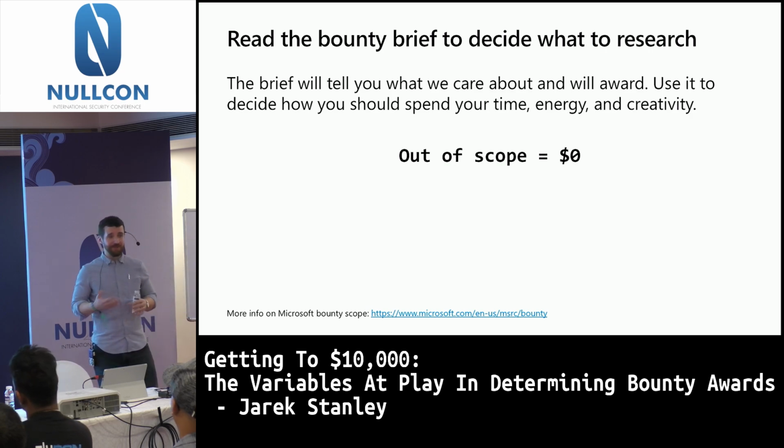Number 1 is read the bounty brief. We do as much as possible. From an economics perspective, it's called limiting information disparity. I want you guys to know as much as possible what we value and what we reward and what's in and out of scope of the program.